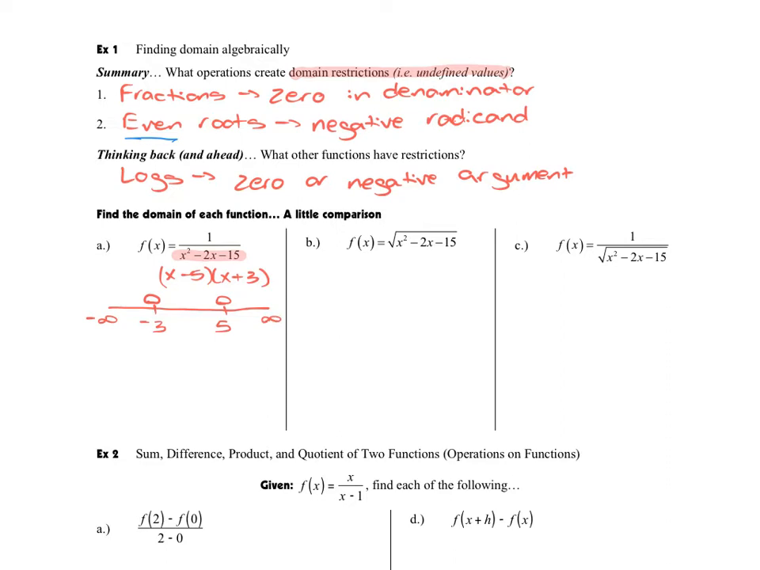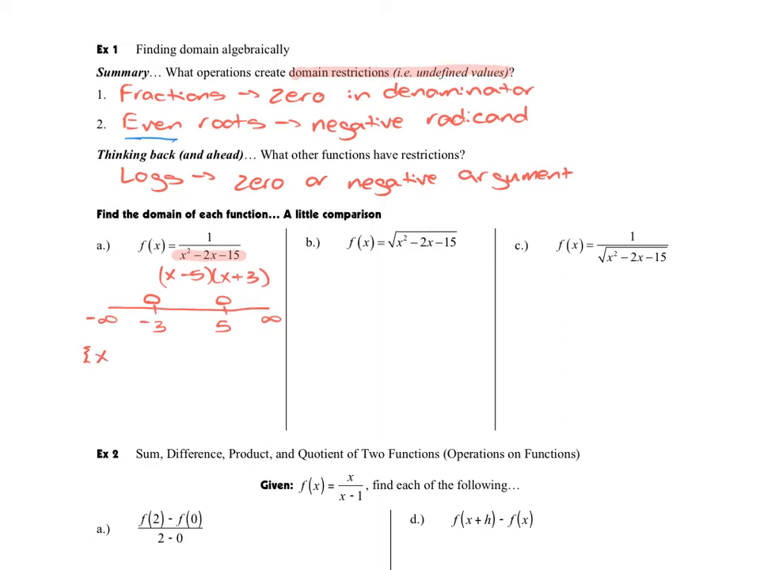Every other number along this number line will give me a non-zero denominator. So those are all acceptable. So I have two choices on how to write the domain for this function. The first one can be written in what we would call set notation.